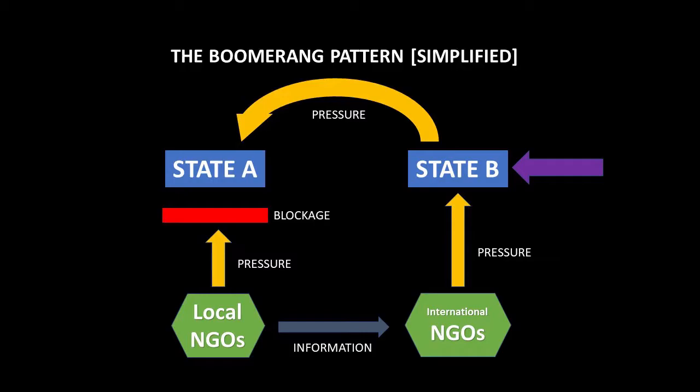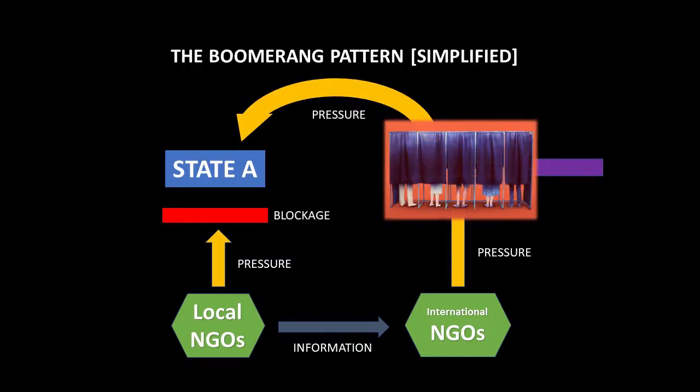Now, this pressure that's supposed to be coming from State B onto State A, why would the government of State B try to put any pressure on State A? Why does it care about human rights violations in State A? It's because the people in State B do care about the human rights violations. Remember, these are democracies to one extent or another. The leaders have to listen to their people, or pretend to, in order to get elected.